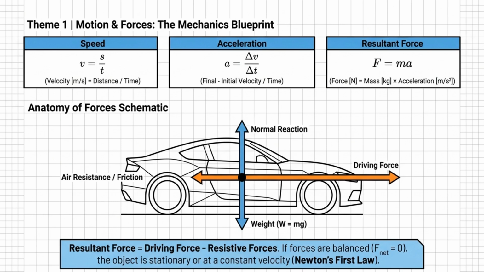Look at the anatomy of forces schematic. For any object, like this car, we must account for driving forces, resistive forces like friction and air resistance, weight, and the normal reaction force. Remember Newton's first law. If these forces are balanced and the resultant force is 0, the object will remain stationary or continue at a constant velocity.